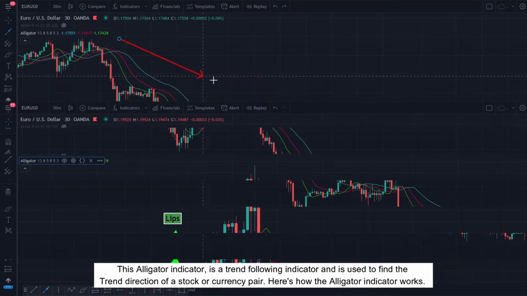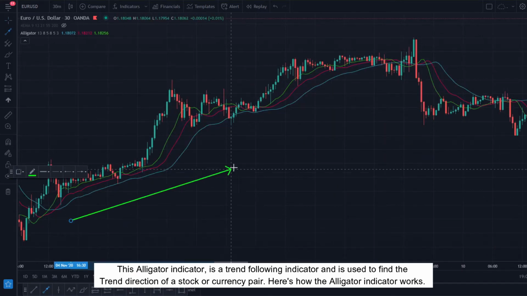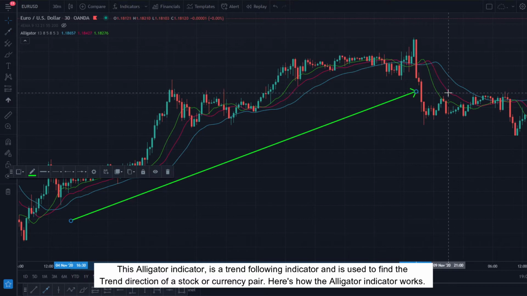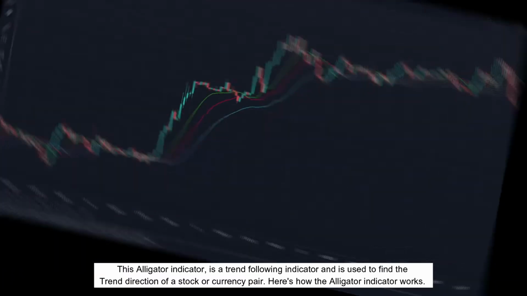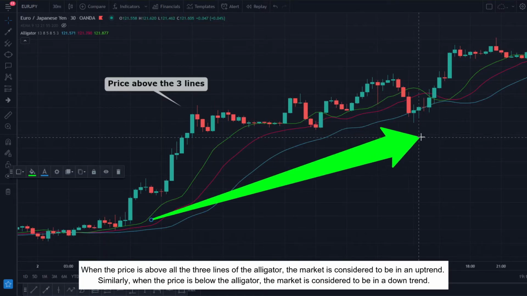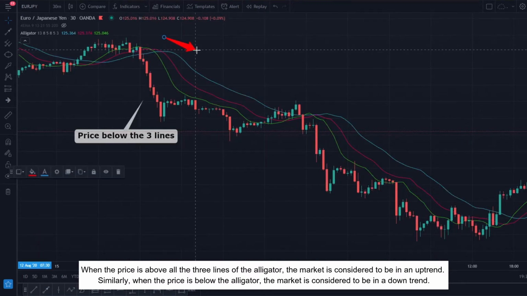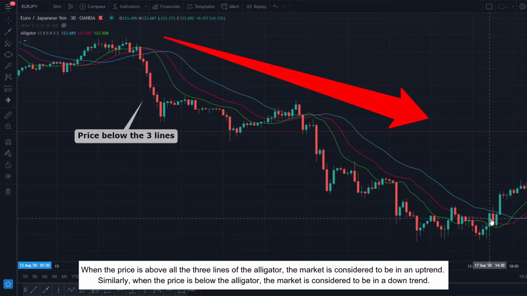This alligator indicator is a trend-following indicator and is used to find the trend direction of a stock or currency pair. Here's how the alligator indicator works. When the price is above all the 3 lines of the alligator, the market is considered to be in an uptrend. Similarly, when the price is below the alligator, the market is considered to be in a downtrend.